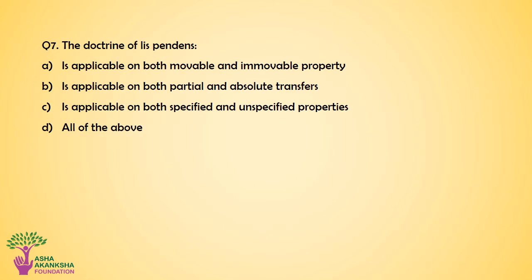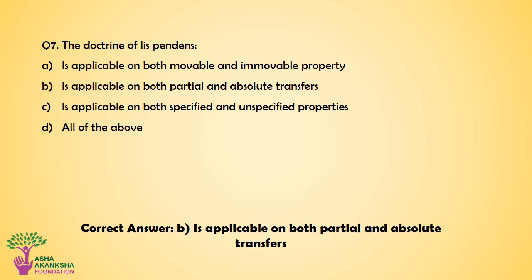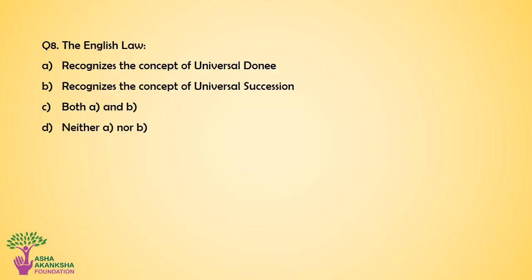Question number 7. The doctrine of lis pendens, option A, is applicable on both movable and immovable property. Option B, is applicable on both partial and absolute transfers. Option C, is applicable on both specified and unspecified properties. Or option D, all of the above. The correct answer for this question is option B, is applicable on both partial and absolute transfers.